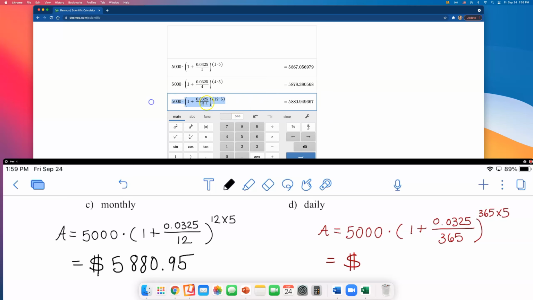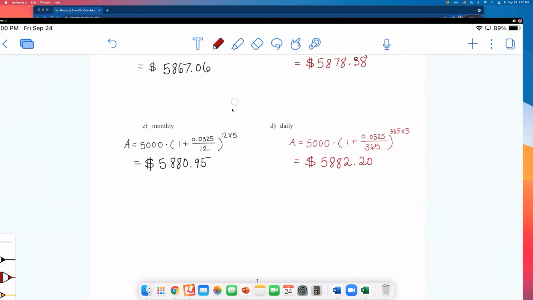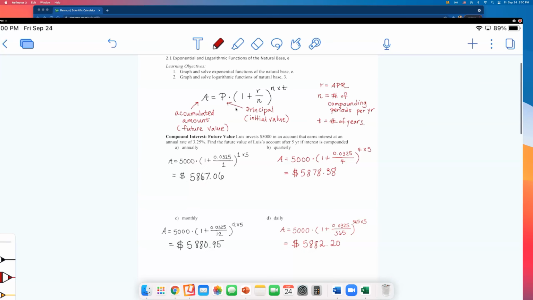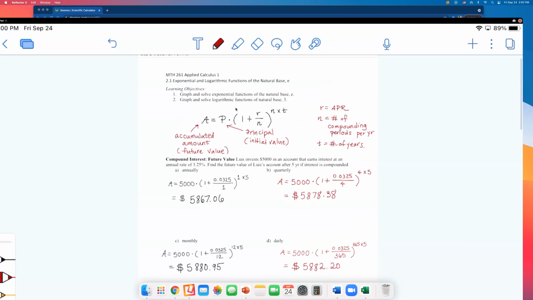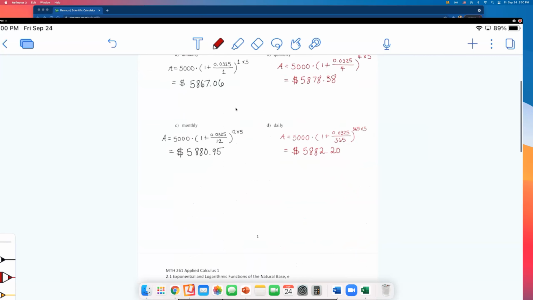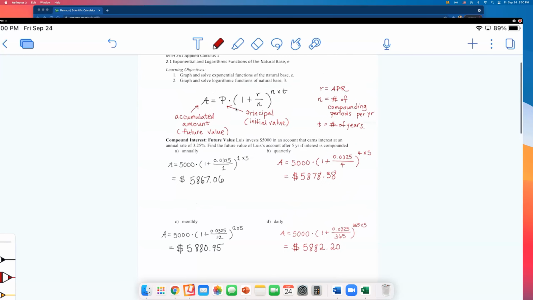All right, last one. What if it's compounding daily? The most frequent out of these 4. 365. Change it to 365. All right, it's going to be the biggest. $5,882 and I'll go ahead and round that up to 20 cents. But that is how you can find the answers to these future value problems. And I think the homework will ask you to do compounding continuously. But I do want to talk about how to come up with that formula first. So I will stop this video here and I will come back and show you how to do compounding continuously in the second video.